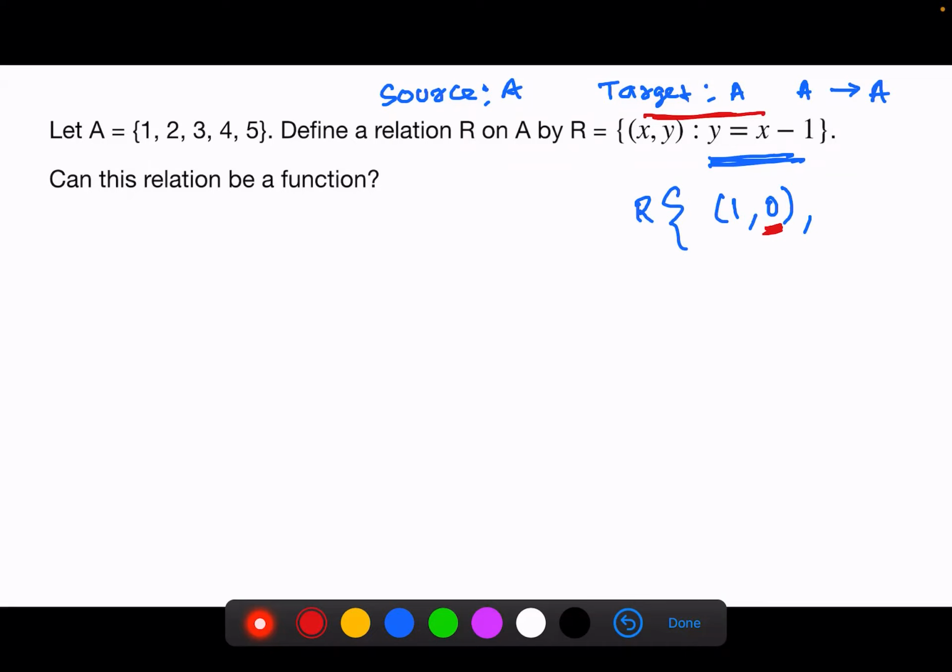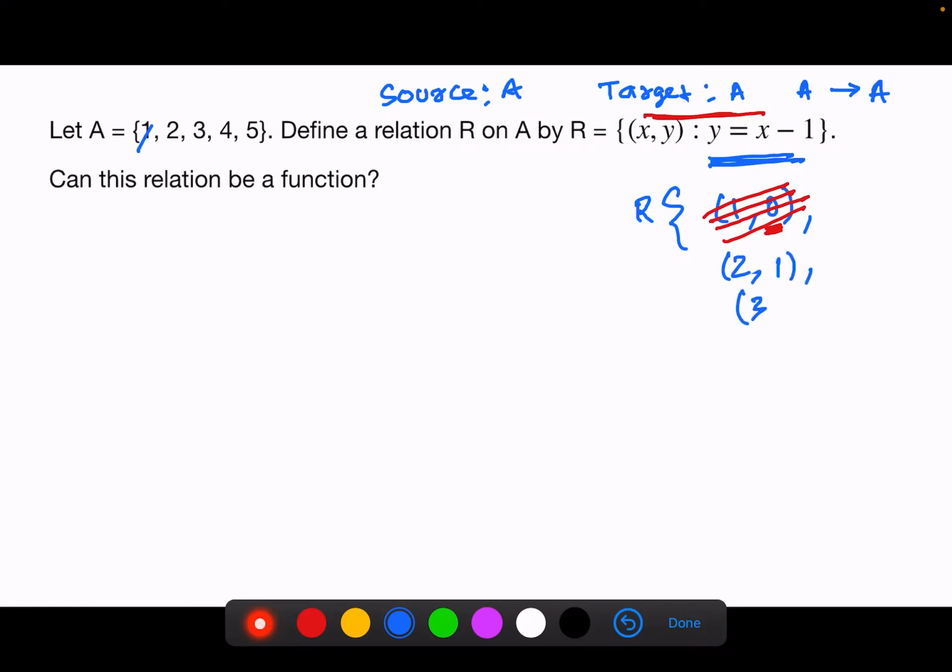When it comes to a relation, I don't necessarily have to have it, because that is not required in a relation. If I am not getting an element in the target set to use for a connection, for a relation it's okay. I just don't have that relation, that's it. So I'm perfectly fine. I can just move on and say, okay, remove this one. I'll move to 2, and then I have 2 minus 1, which is 1.